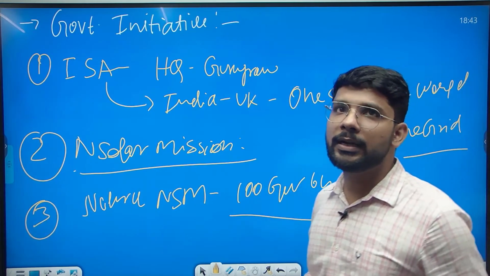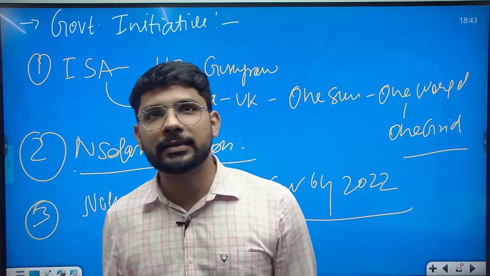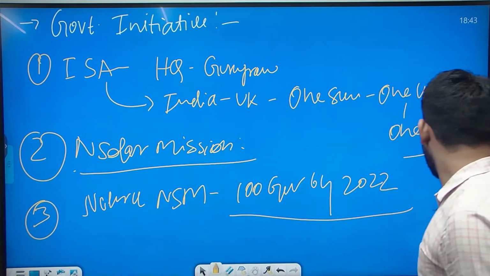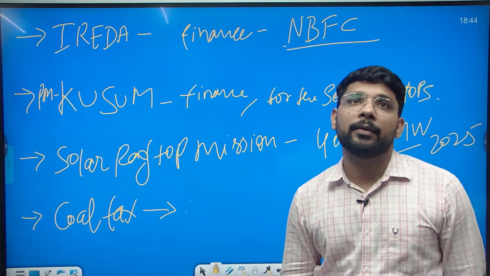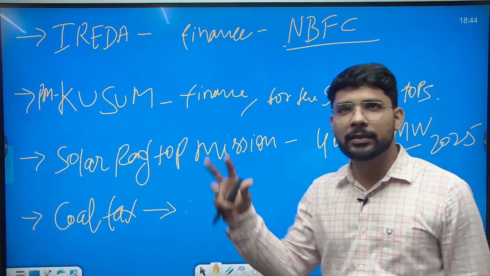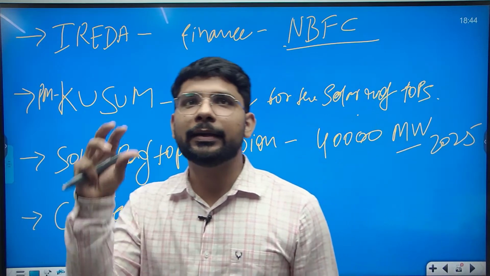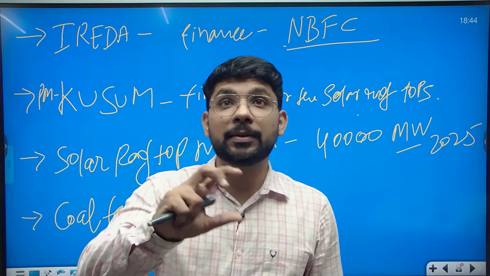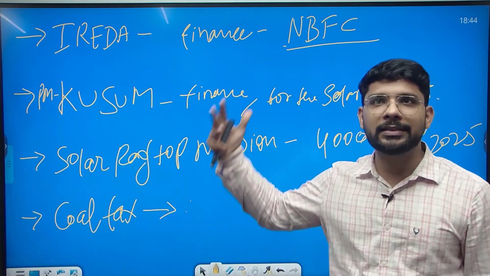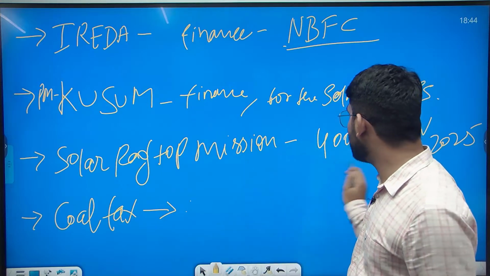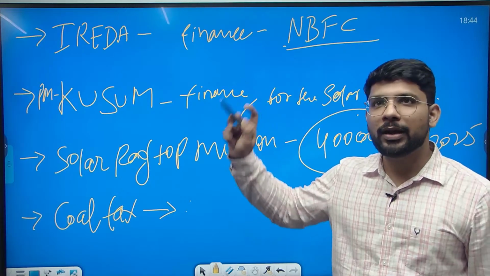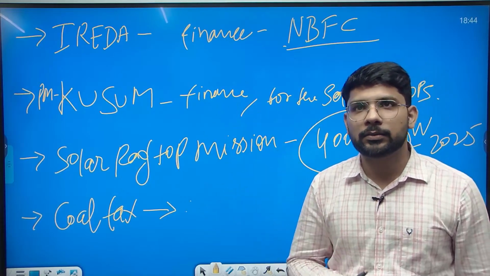Then we discuss the government schemes related to it. So what are the government initiatives? International Solar Alliance, National Solar Mission, Nehru National Solar Mission, IREDA, PM Kusum, Solar Rooftop Mission, and the coal tax. These are some of the government initiatives related to solar energy. So this is the main core demand of the question. You need to write about these schemes with examples and data. If you write these points and data in your answer, you will get good marks.